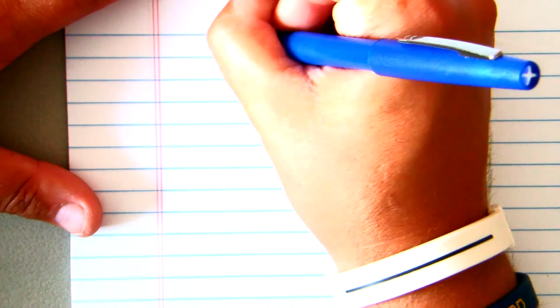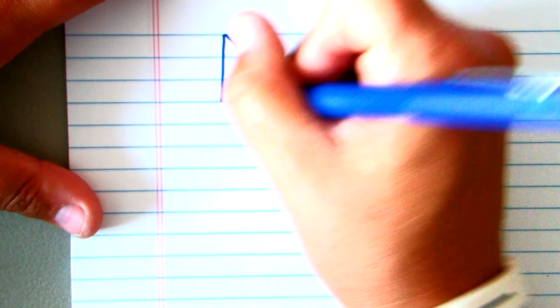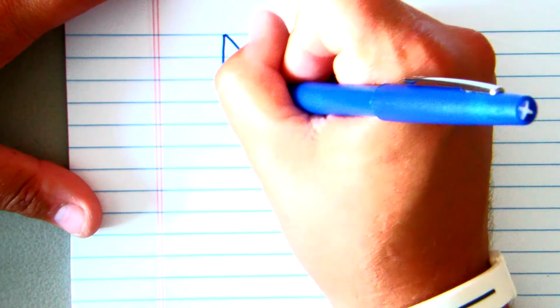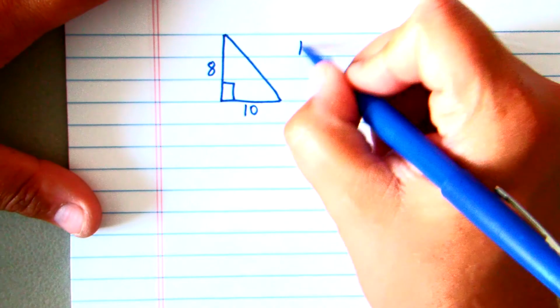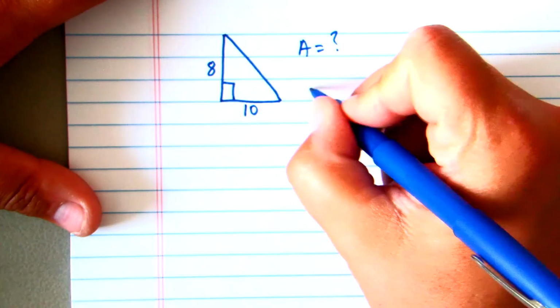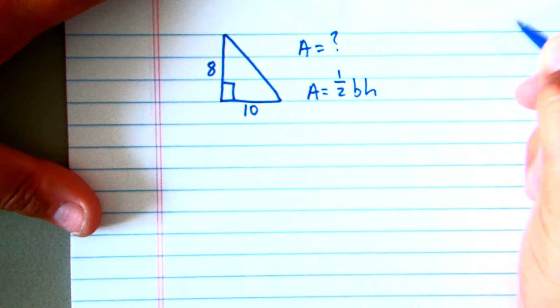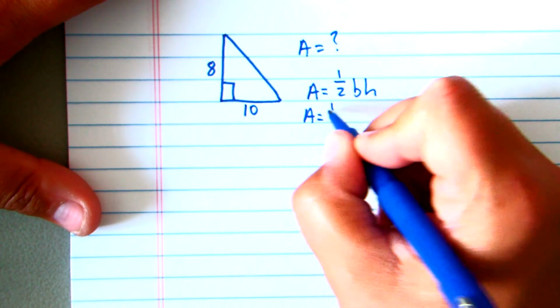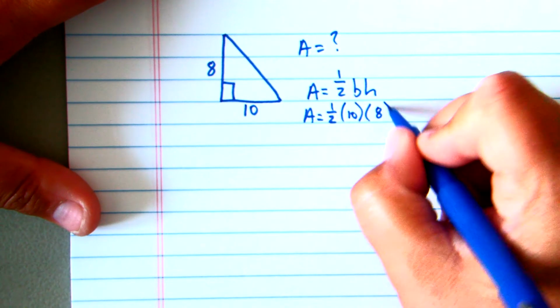If we had a triangle that came down, and on this triangle here is our right angle, and I told you that this was 8 and this was 10, and I want to know what the area is. Simply, we would just go A is equal to 1/2 of the base times the height. A is equal to 1/2 of the base, which is 10, times the height, which is 8.